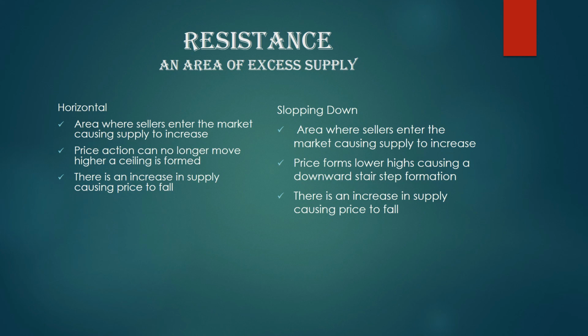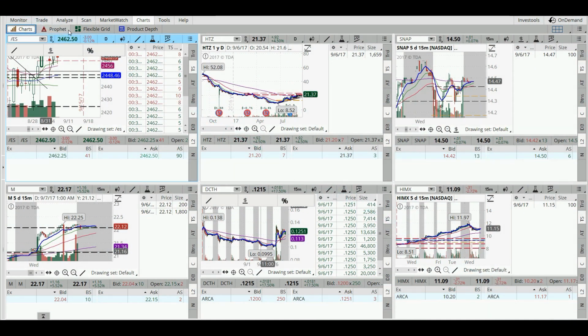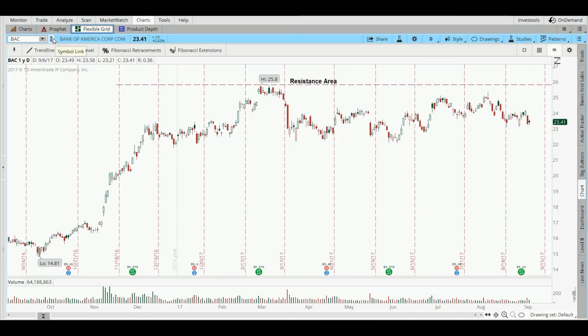Okay, so let's take a look at some resistance areas. We know what we're looking for when we look at support. So as it relates to resistance, we can actually look at this Bank of America. We stated earlier that at this price, this was an area of support for Bank of America. Well, at this price, $25 is an area of resistance for Bank of America.